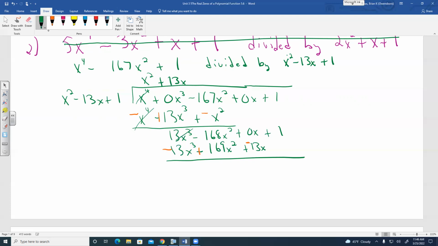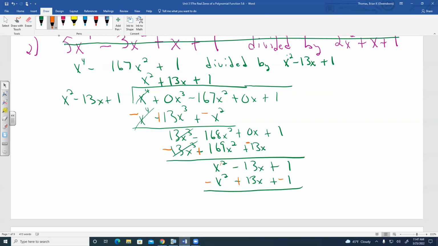So 13x cubed and the negative 13x cubed zero out. This gives me a little bit friendlier number: just an x squared. The negative 13x slides down and a plus 1 slides down. So now we figure out, x squared times what gives me x squared? I just need 1 there. 1 times x squared would give me x squared. So now I multiply my 1 times my divisor. 1 times x squared is x squared. 1 times negative 13x is negative 13x. And 1 times 1 is 1. And remember, we have to subtract, so these signs all have to change.